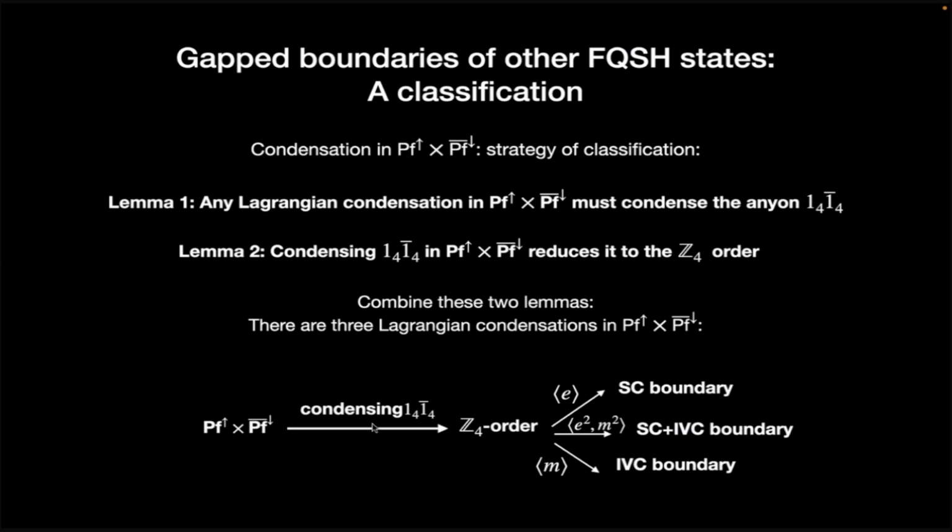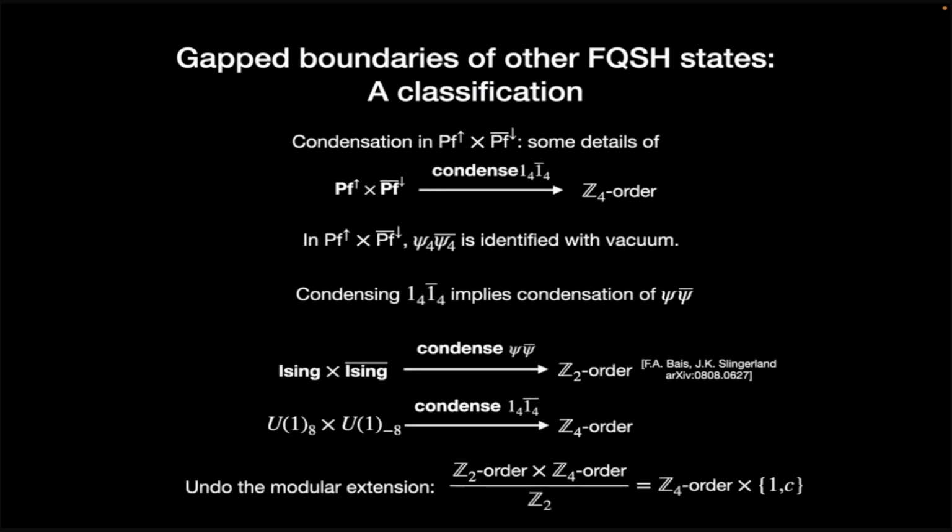In general, diagrams like this do not guarantee that all these boundaries are distinct. But in this case, you can easily check that they are distinct because they have different symmetries, or you can just write down the complete condensation and see that the anions that are condensed are different. So here are some details of showing that condensing 1,4,1,4 bar gives.